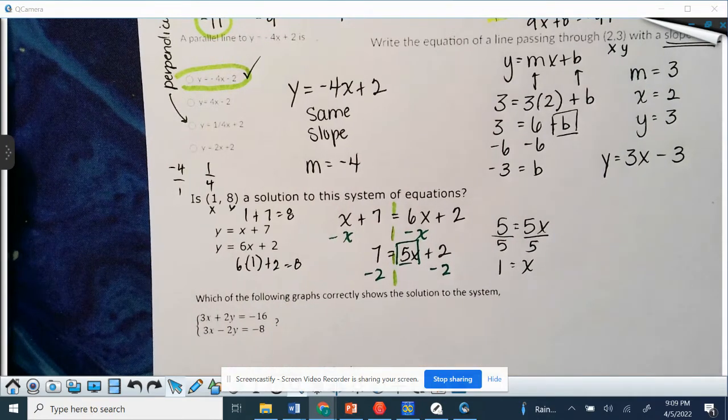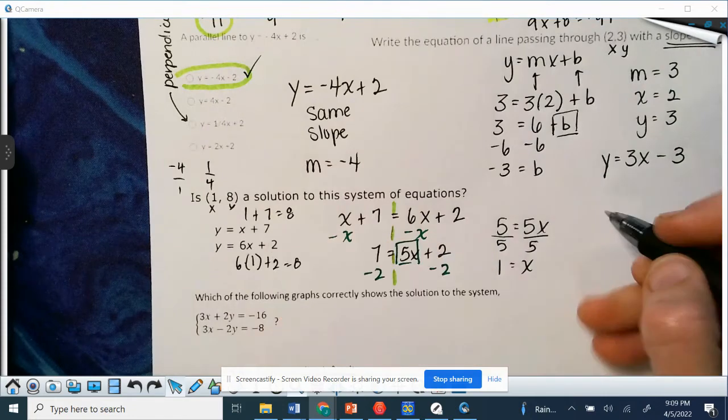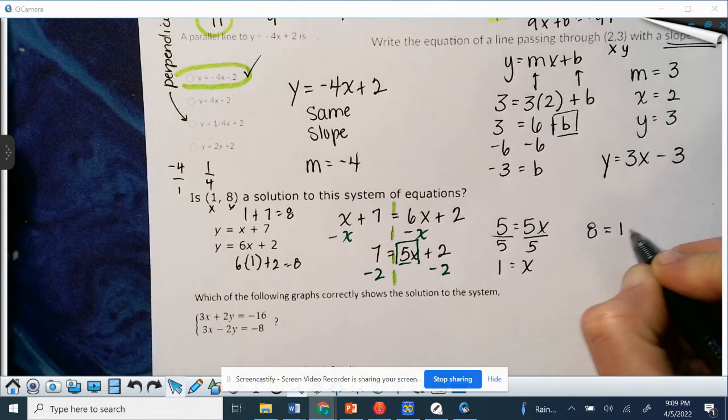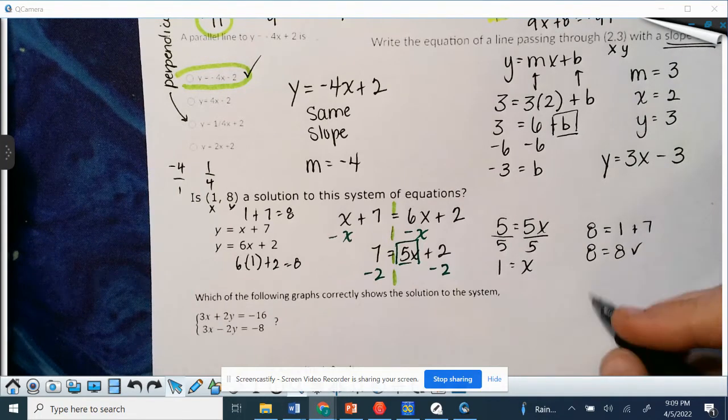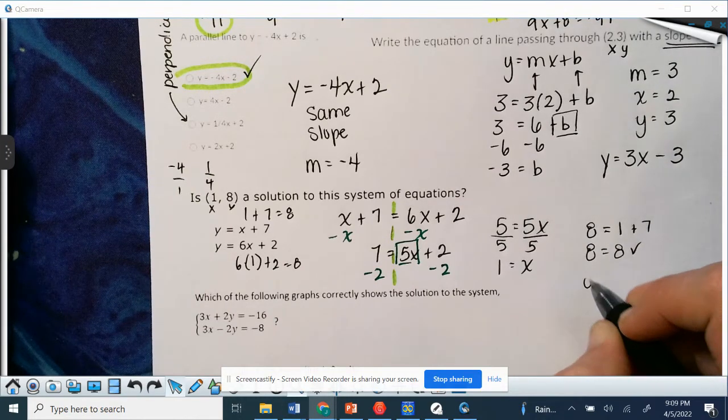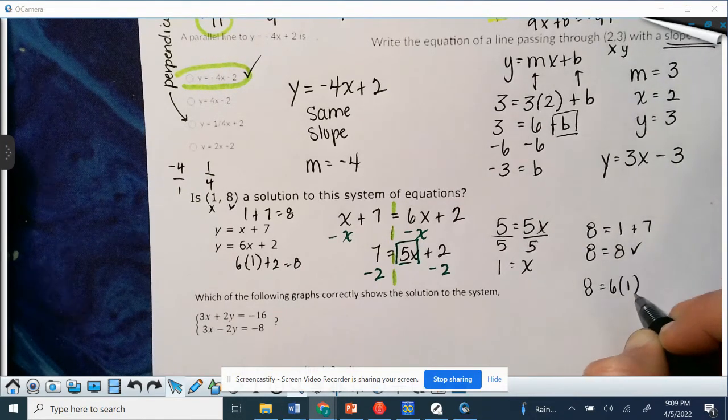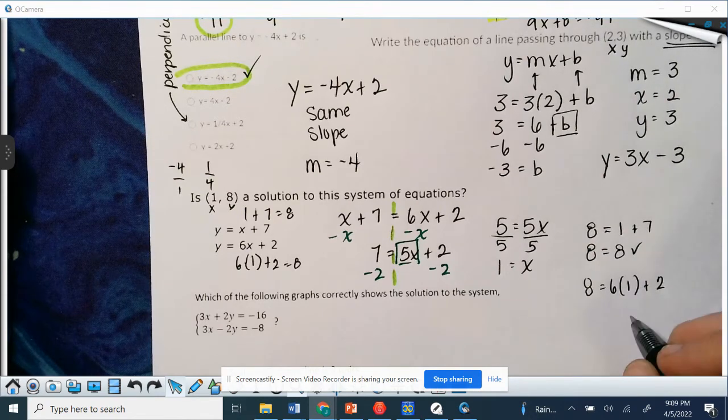The other way you could do this without a calculator is you just plug them in. So in the first one, is 8 equal to 1 plus 7? In this case, 8 does equal 8. So that works. And the second one, does 8 equal 6 times 1 plus 2? And then 6 plus 2 does indeed equal 8. So then you know that it is a solution.